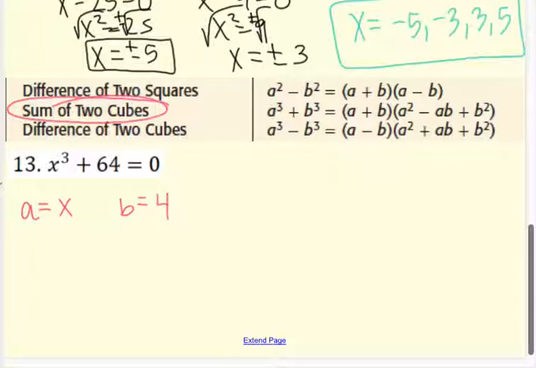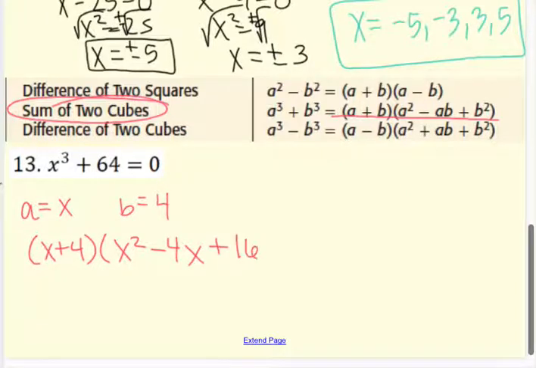Then I'm going to go ahead and use this formula right here to factor it. Well, it's A plus B, so x plus 4, times my A squared, so x squared, minus x times 4, which is 4x, plus my B squared, so 4 squared is 16.